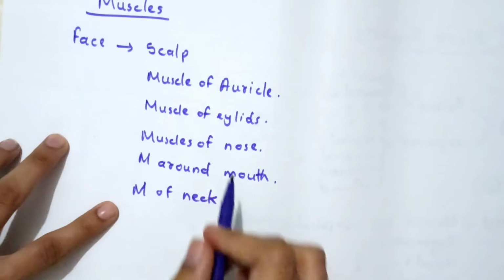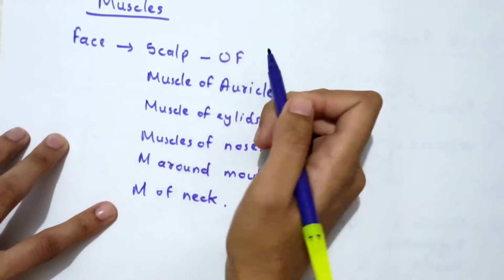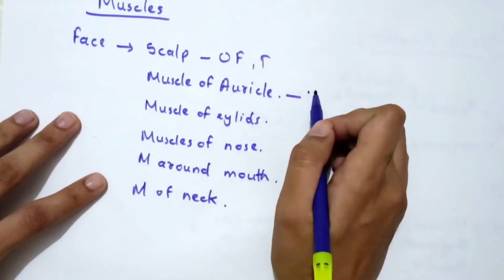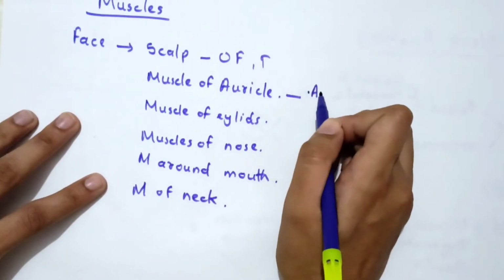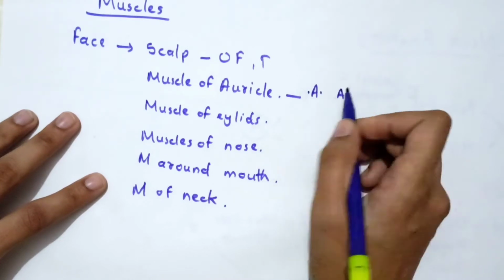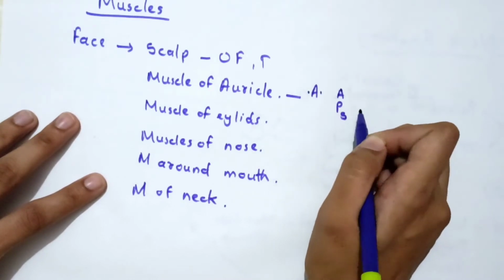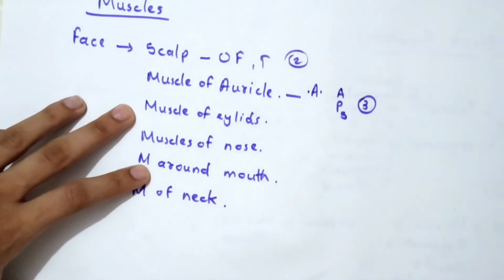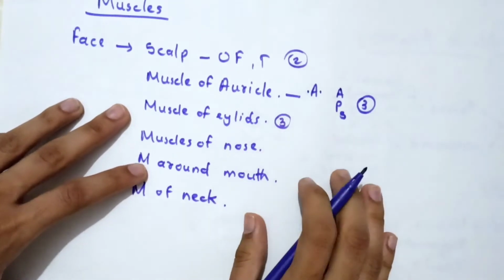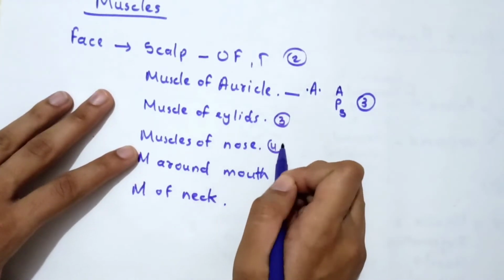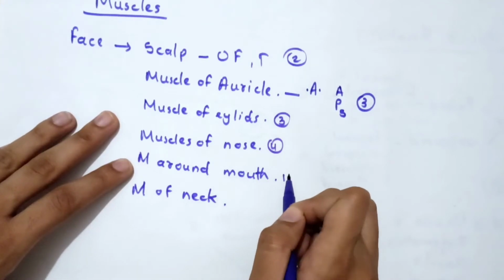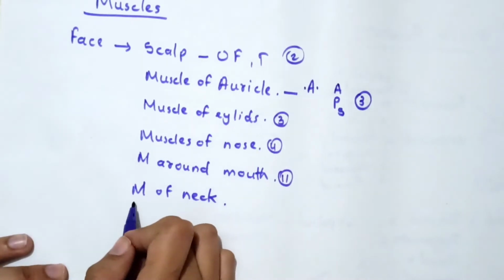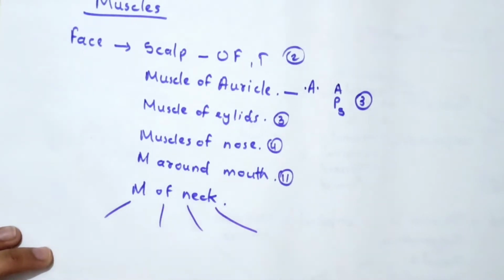In the scalp we have occipitofrontalis muscle and temporalis muscle, and in auricle we have three muscles: auricularis anterior, posterior, and superior. In the muscles of eyelid also we have three muscles. In the nose we have 4 muscles, and around mouth we have 11 muscles. And again the neck is divided into 4 parts.